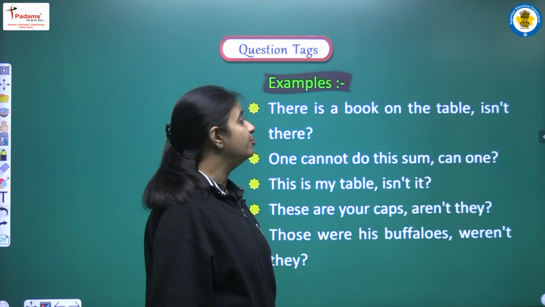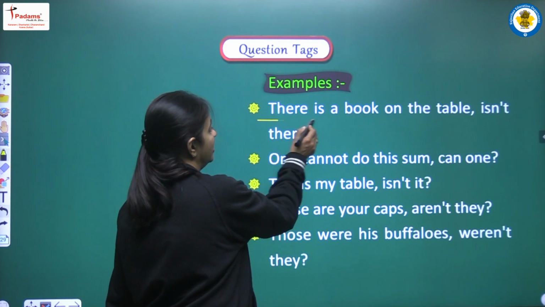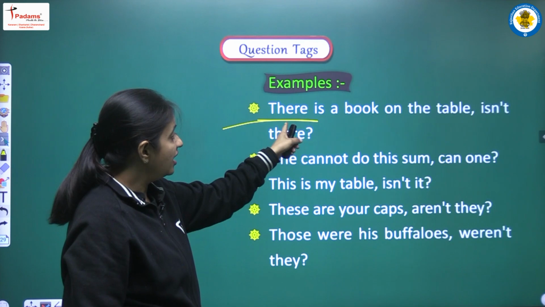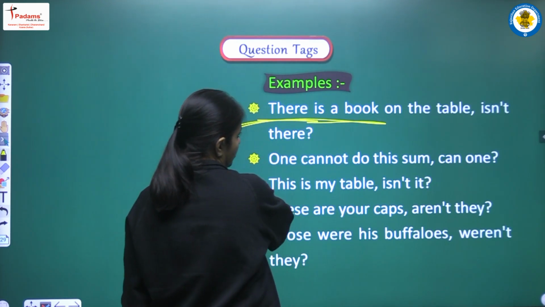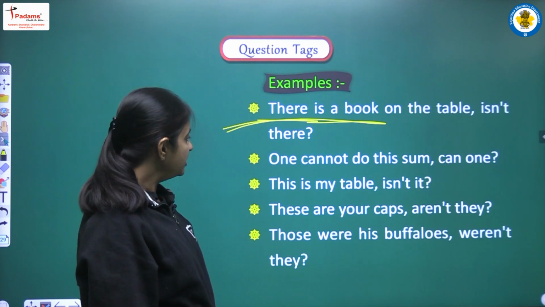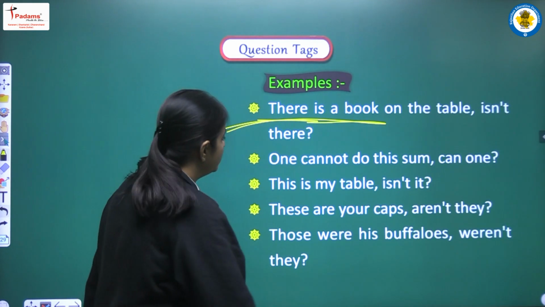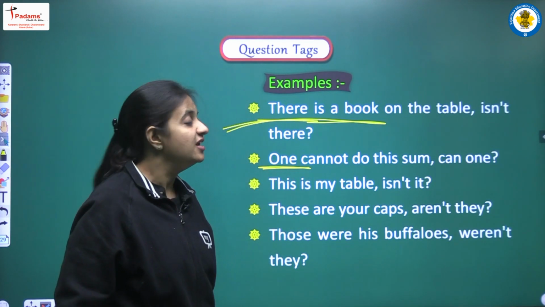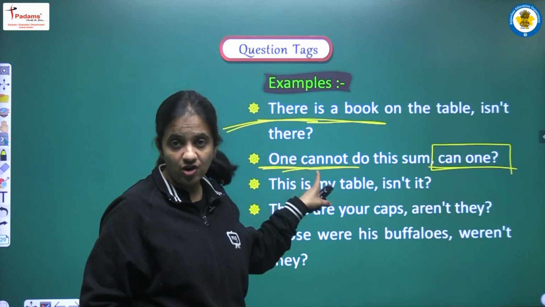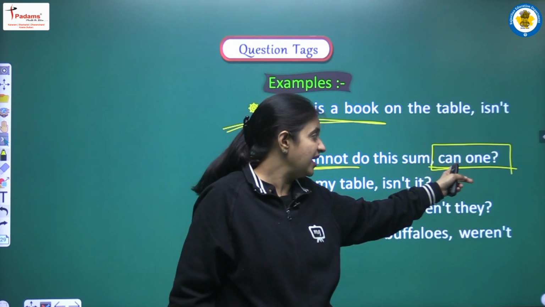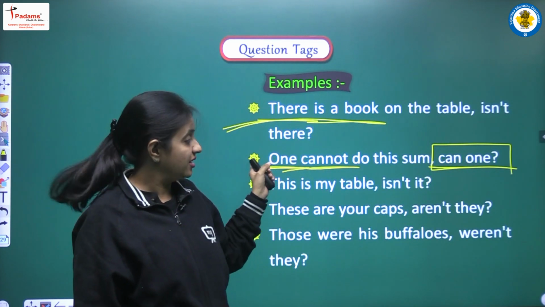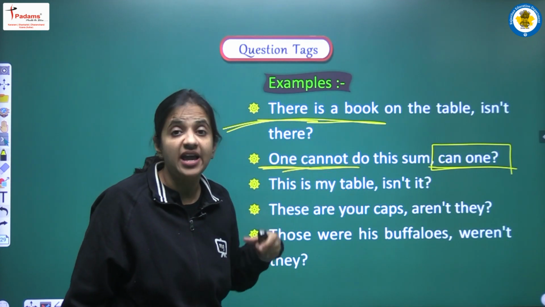The first one is, there is a book on the table. So here we have "there" at the beginning of the sentence, and we are saying that there is a book on the table. So yes, we have "there," but basically we are talking about the book also, right? So we write the question tag: isn't there. Okay. Next one is, one cannot do this sum. So here we have "one" as the subject of the sentence. So we add the question tag, can one. We can see here that it's a negative sentence, cannot. So the question tag will be positive. So we write can, using the same auxiliary here, and after that as a pronoun we write one. So the complete sentence will be: one cannot do this sum, can one.